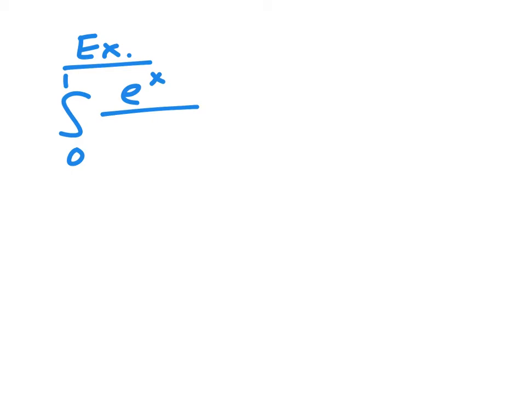So all the problems we've seen so far have only had one exponential function. Let's look at a problem where we have more than one exponential function, and so we have to figure out a different way to do the u sub to solve this problem. So I'm going to look at the definite integral from 0 to 1 of e to the x over 1 plus e to the x dx.